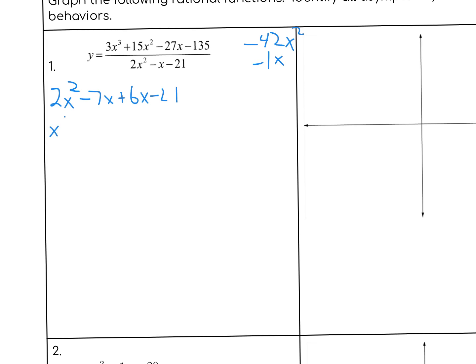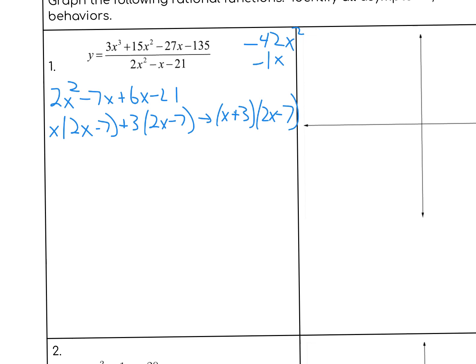I can only take out an x, 2x minus 7, and I'm going to hope I hit a 2x minus 7. And if I put a 3 there, it works. So I'll have x plus 3, 2x minus 7. Sweet. Now let's look at the top.